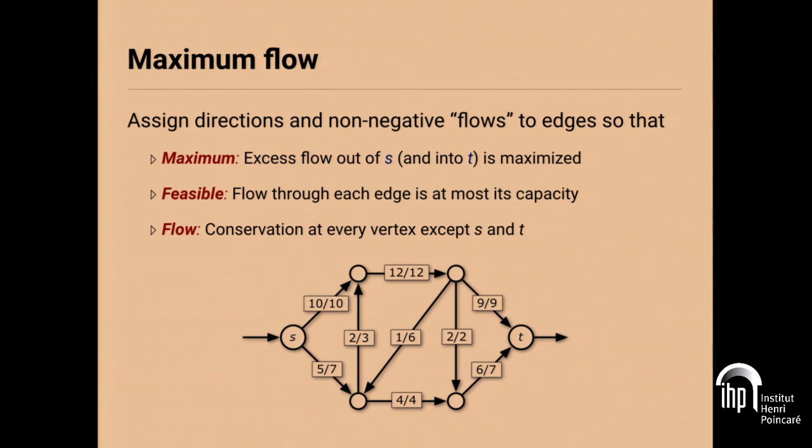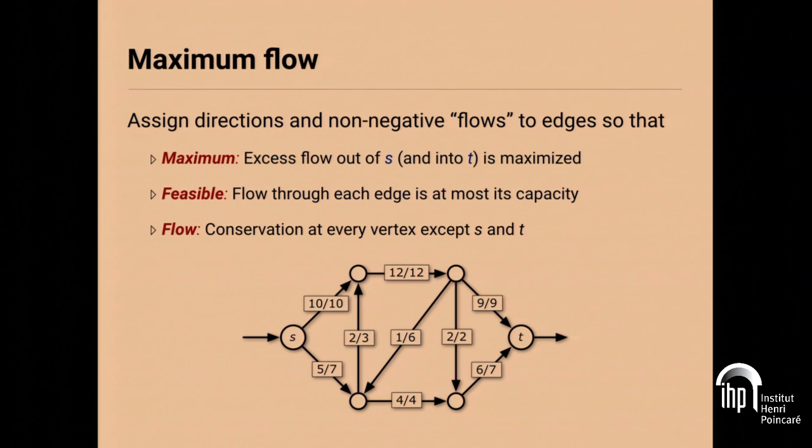One is, except at the source and target, the source that's producing the resource and the target that's consuming it, everywhere else, if resources come in, they also must go out. So if you look, for example, at the bottom left vertex here, I've got 6 units of flow going in, 5 from the left and 1 from the right. And I've got 6 units of flow going out, 2 going up and 2 going to the right. And that same is true at every other vertex of the network, except at S, where resources are only going out, and T, where resources are only going in.